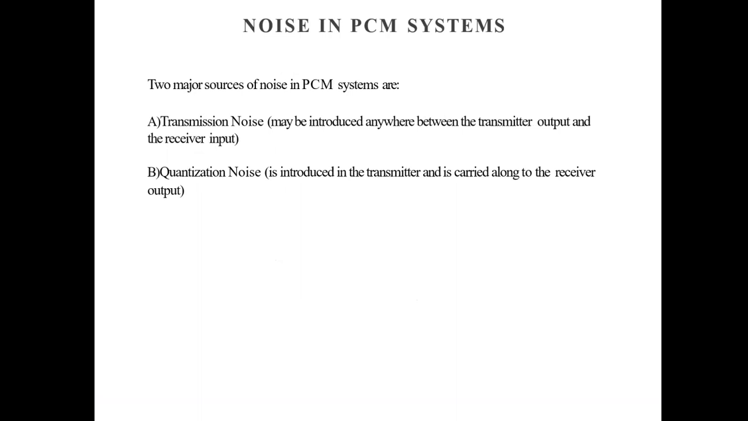There are two types of noise in PCM systems. The first is transmission noise and the second is quantization noise. Transmission noise is introduced anywhere between the transmitter output and the receiver input. Quantization noise is introduced in the transmitter and is carried along to the receiver output.